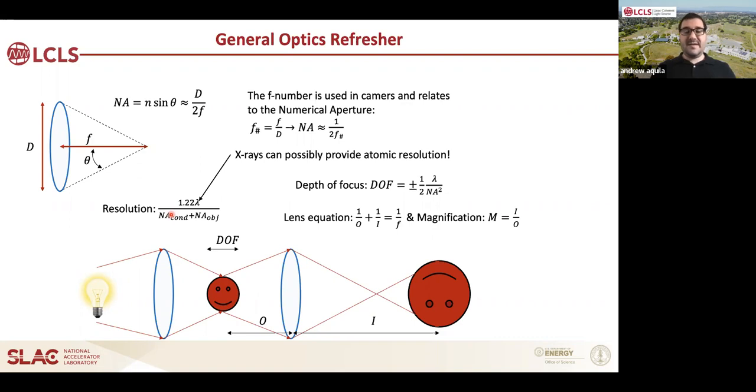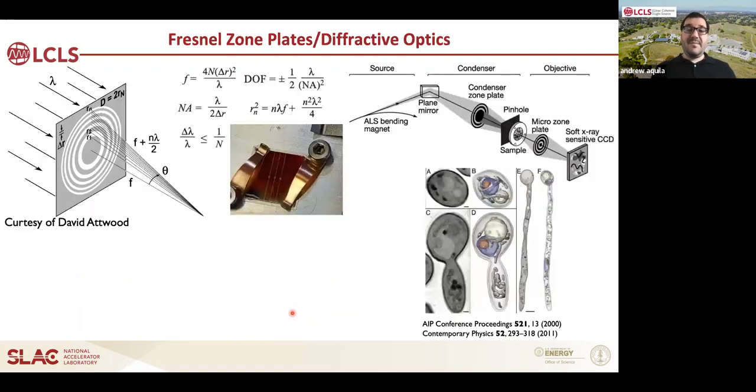and they apply equally well to X-rays, except we don't really have good lenses for X-rays. X-rays, materials are very transmissive or transparent to almost everything, unless it's a very high Z or high atomic number material. But we can make diffractive optics. And these are Fresnel zone plates or Fresnel lenses, or just zone plates.